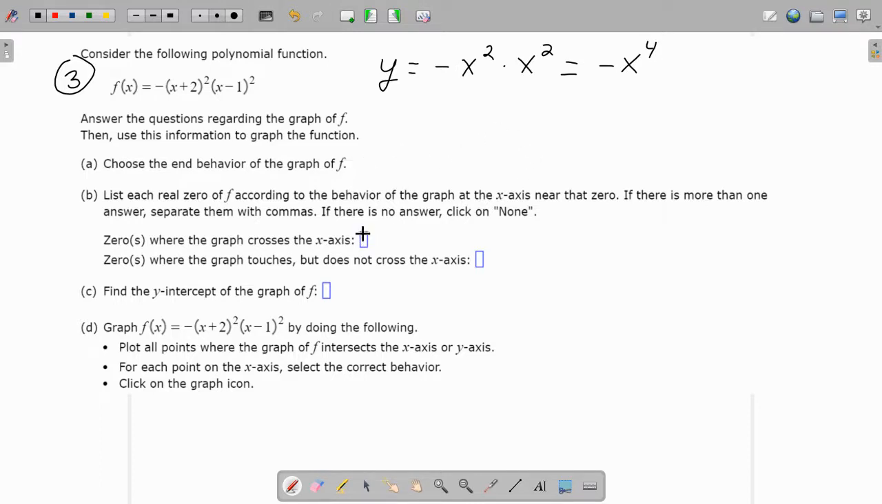All right, where does it cross the x-axis? Nowhere, because both of these are even. So we have none. Where does it touch? At negative 2 and positive 1.